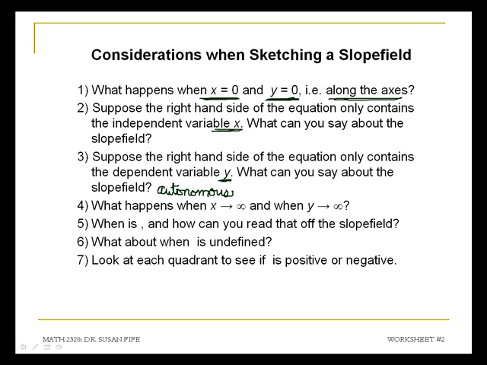What happens when x goes to infinity? This is on the right hand side of the graph. And then what happens as y goes to infinity? That's the upper part of the graph. Also, what happens when x goes to negative infinity, at the left side of the graph, and what happens when y goes to negative infinity, the lower part of the graph.